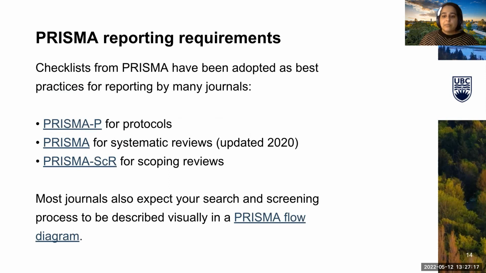There's PRISMA-P, and this is specifically for developing protocols. It's a checklist on exactly what you need in your protocol, essentially up to and including the methods section, so mapping out your methodology. There's the regular PRISMA or PRISMA 2020, which was the last time it was updated, and PRISMA is mainly for systematic reviews. And then there's also PRISMA-ScR, which is for scoping reviews. There are different iterations of PRISMA, but these are the main ones you might see. All these guidelines and links are available on the systematic review research guide as well.